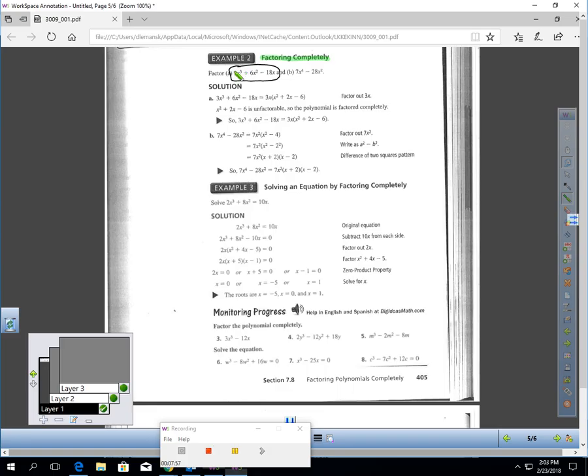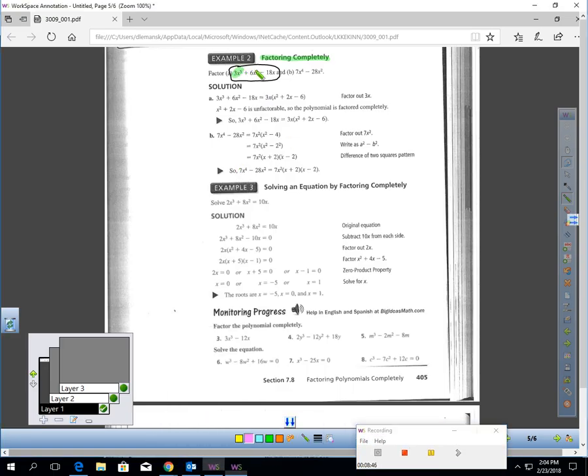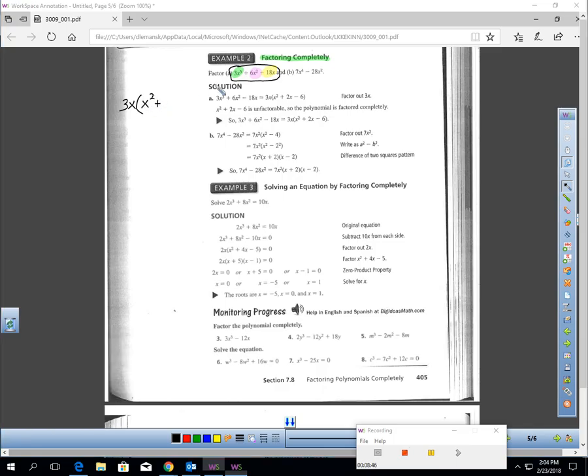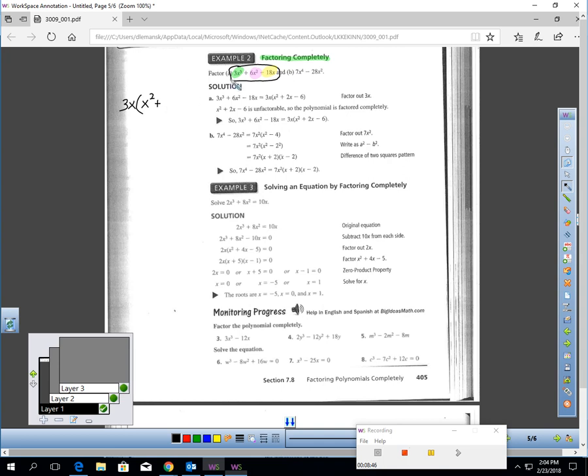Let me color code each of these real quick so we can see that. As I look, I do have a common factor. I can divide all of these by 3, and I can pull an x out of every one. So let's do that. If I pull a 3 and x out, I get x squared plus 6 divided by 3 is 2x, and negative 18x divided by 3x is minus 6. So I factored that.